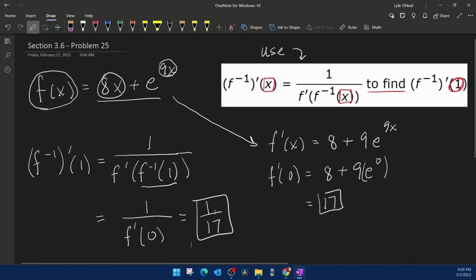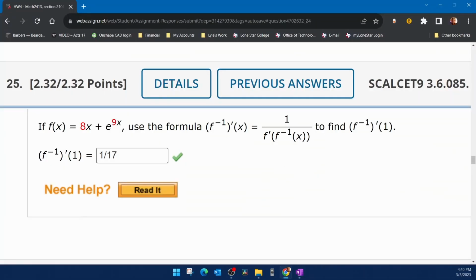And now all we have left to do is take our answer into WebAssign and see if we're right. And we got the green check of success. So that's going to do it for this particular problem.